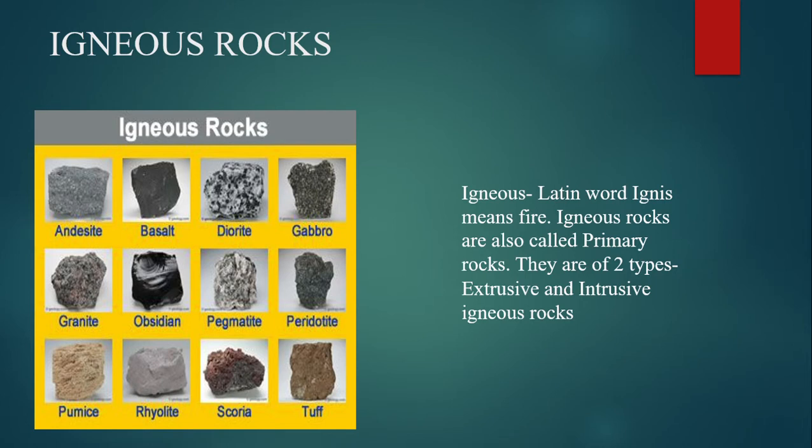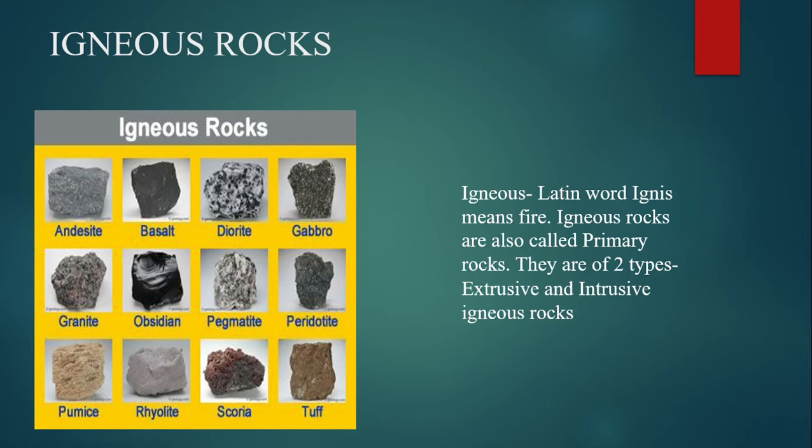As the lava comes out of the volcano onto the earth's crust, it comes in contact with the air, so it cools down rapidly. Due to the rapid cooling, small crystals are formed and then the rocks are made. Students, our Deccan Plateau is made up of these basalt rocks. Then the second type of igneous rocks are intrusive igneous rocks.